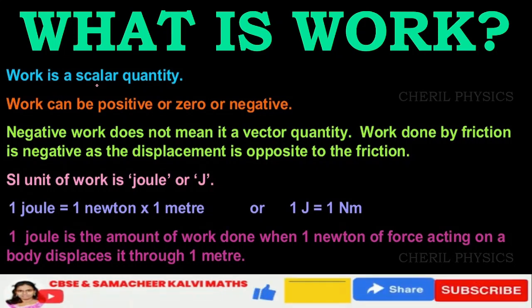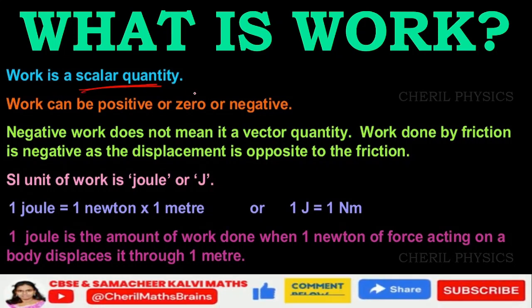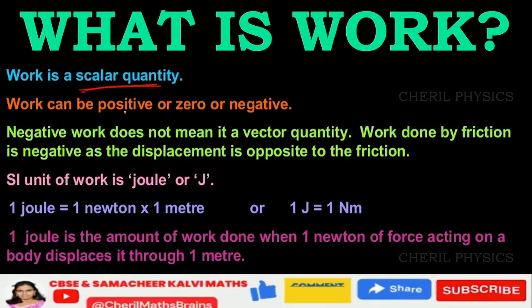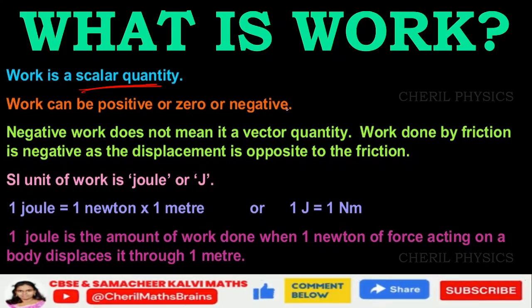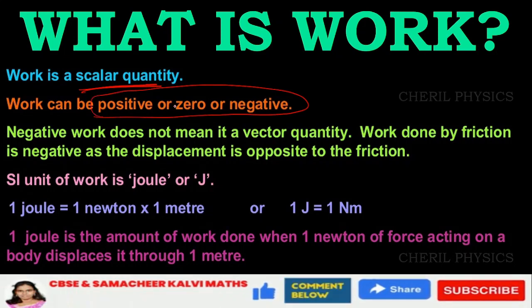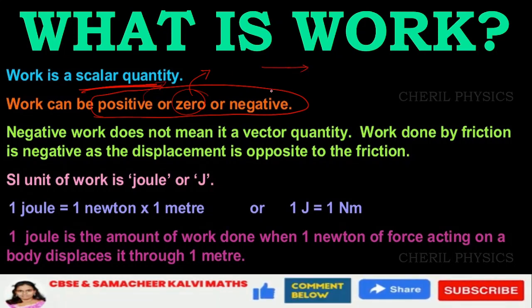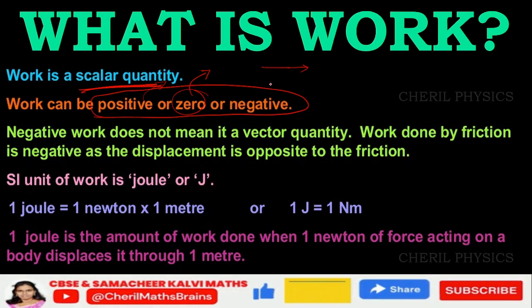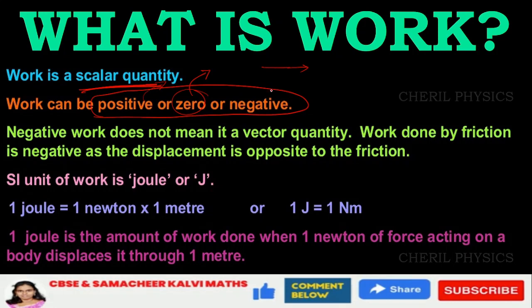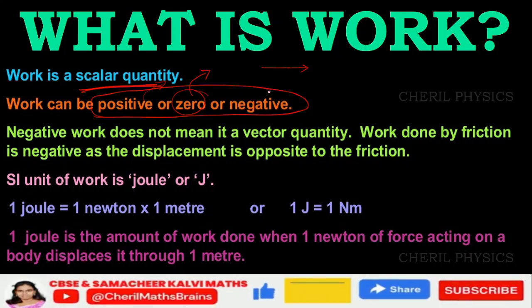So work is going to be a scalar quantity. Remember children, work is a scalar quantity. Work can be positive, 0 or negative. Why? How are all these going to happen? All these we are going to discuss in part 2. 0 you already discussed. Positive we know is when both are in the same direction. Negative is when they are in the opposite direction. We'll look at it in much more detail in the second part, when you will be able to understand this.